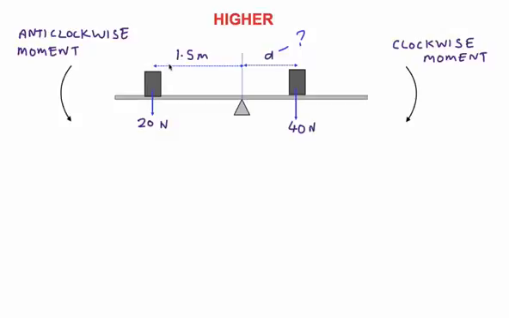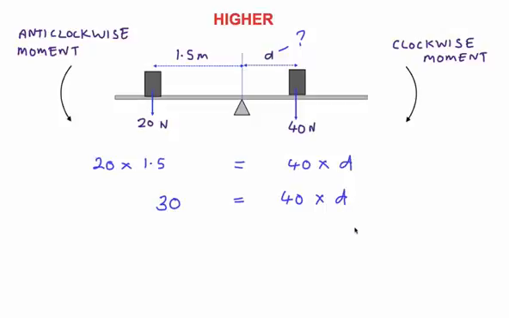So let's work out the values that we can. We can work out the anti-clockwise moment, and that goes like this. It's a force times distance again, so it's 20 times 1.5, and on this side we have a force of 40 newtons times a distance that we don't know. So these two have to be equal for this thing to be balanced, and we can just plug in what we know here. So this side is 30, 20 times 1.5 is 30, equals 40 times our distance.